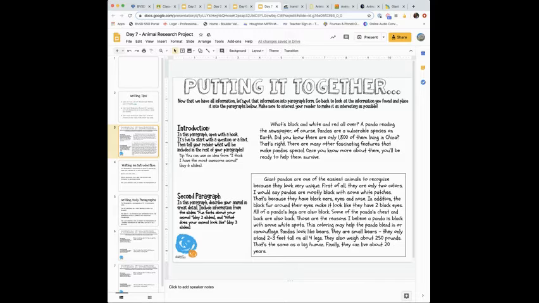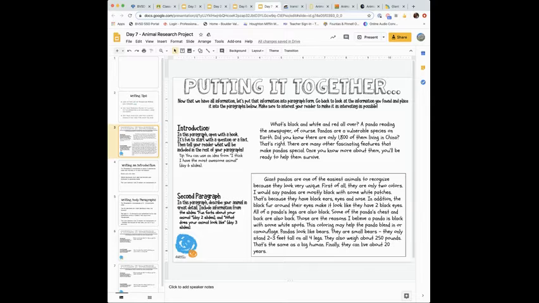Now that we have all the information, let's put the information into paragraph form. We're going to go back and look at the information you found and place it into paragraphs. You've already done all the thinking part. Now we just need to fix it up and make it fit together as a paragraph. Make sure to interest your reader. Make it as interesting as possible. I really focused on that, especially in this first part called the introduction.